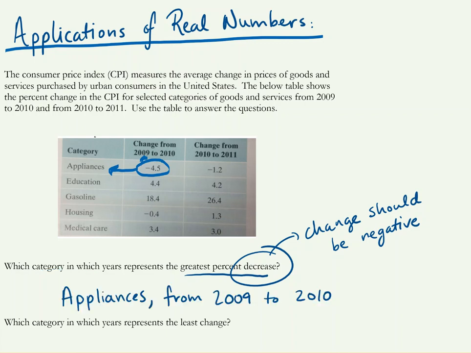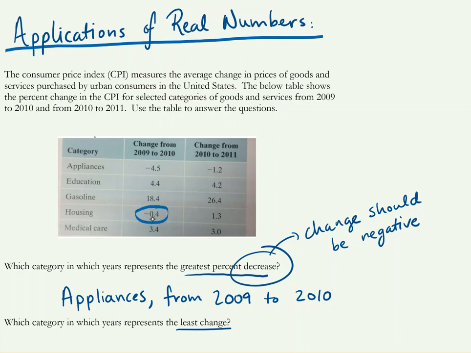Our next question asks us, which category in which years represents the least change? Now notice in this example, they don't say the least increase or the least decrease, they just say least change, which means we are just looking for the number of change that is closest to 0, regardless whether it's positive or negative. So we are going to be looking at numbers that lie very close to 0 on the number line. Looking at our options above, I'm going to circle some of the numbers that are closest to 0, and then we can figure out which would be the least among those.